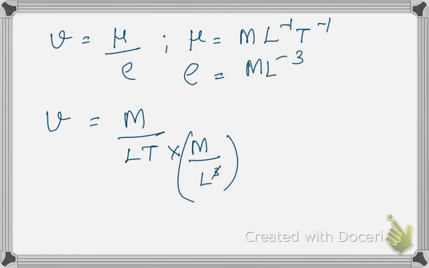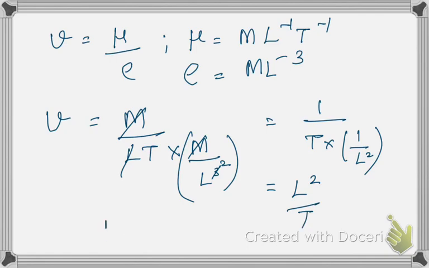So this will be cancelled off, and I will be having a square here. This M and this M will be cancelled off. So I will be having 1 by T into 1 by L square. This L squared can go up, that is L squared by T. So for kinematic viscosity I will be having the dimension as L square T power minus 1.